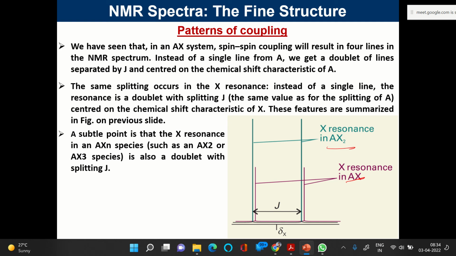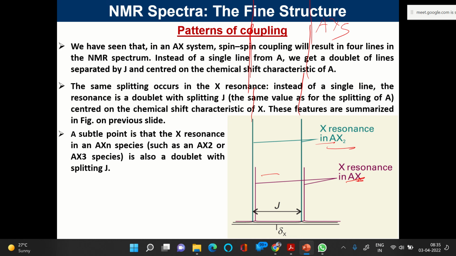All are equivalent fluorines appearing at the same position, so the signal will increase. Imagine X is fluorine, 1 2 3 4 5. So AX2 had an increase in signal. If you have AX3, AX4, AX5, the signal will go on increasing. So AX5 will have a much higher signal, but at the same position.